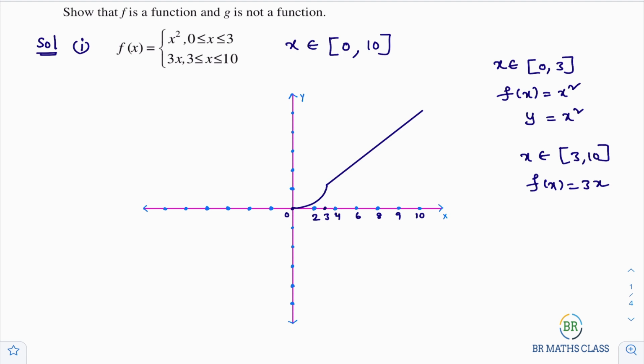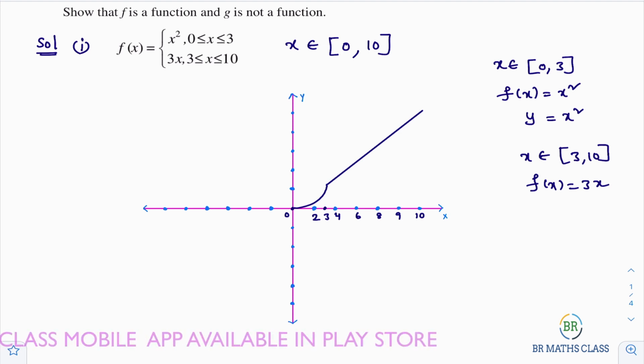In case the graph is something like this, and when you draw a vertical line it cuts at more than one point, suppose f of 9 is this value, and f of 9 is this value also, you will get. That means for 9 you are getting different values, then we say that it is not a function. I hope you are understanding. This is a little confusing problem only. Please try to understand carefully.